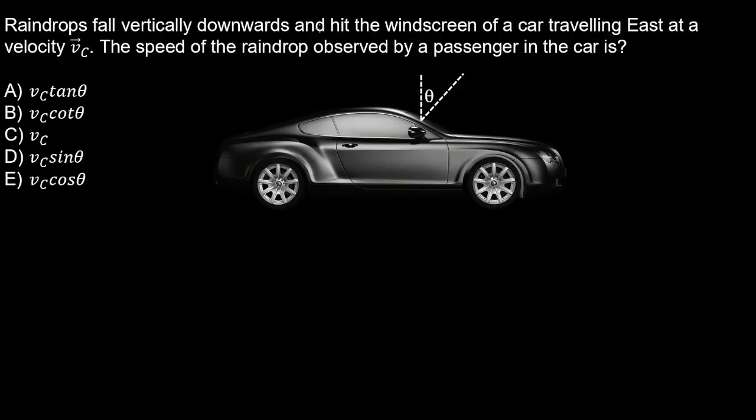Raindrops fall vertically downwards and hit the windscreen of a car that's travelling east at a velocity VC, and the speed of the raindrop observed by a passenger in the car is one of these answers. So if we take the velocity of the raindrop, that's equal to the velocity of the car plus the velocity of the raindrop observed by the passenger in the car, or relative to the car.